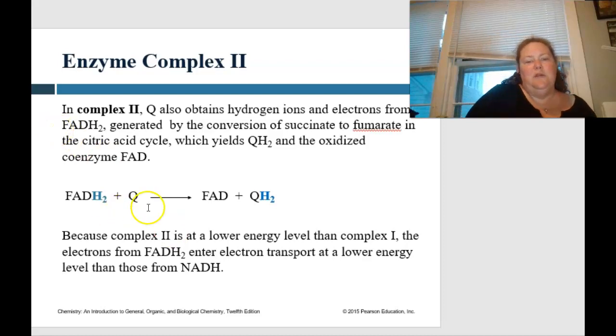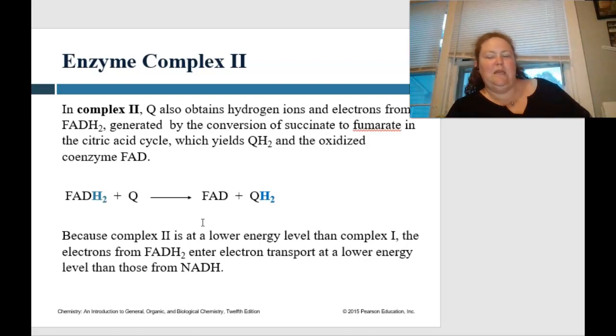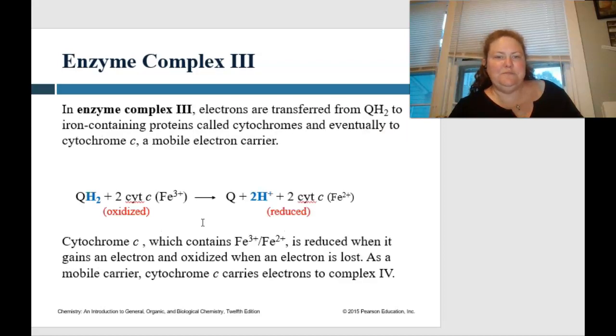Okay, so we have your inputs FADH2 plus that coenzyme Q, and you're going to end up having your output be FAD again, so it can go back upstream and pick up more hydrogens, as well as coenzyme Q attached to those 2 hydrogens. Because complex 2 is at a lower energy level than complex 1, the electrons from FADH2 enter the electron transport chain at a lower energy than those that are in NADH.